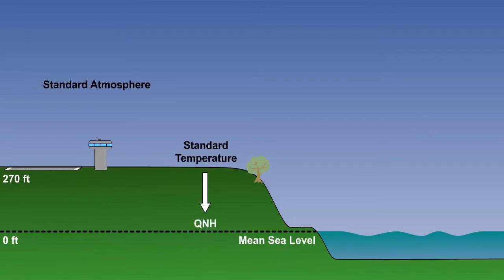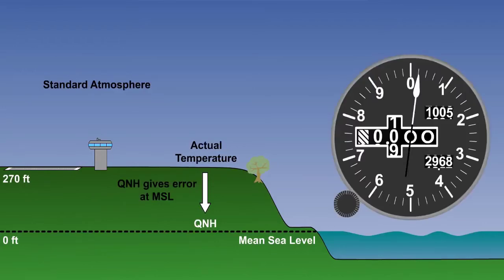However, our altimeter does not know about the temperature. It is designed to always give us 27 feet to a hectopascal at sea level. If we want it to read 270 feet at touchdown, we must set it to QNH. If we now fly down to sea level, as we touch the water, it will sense 1004 hectopascals and tell us that we are still at 27 feet.